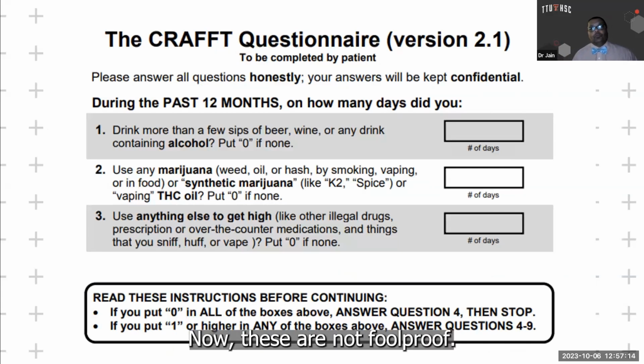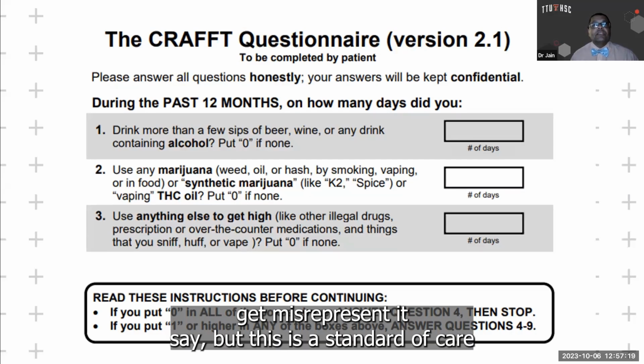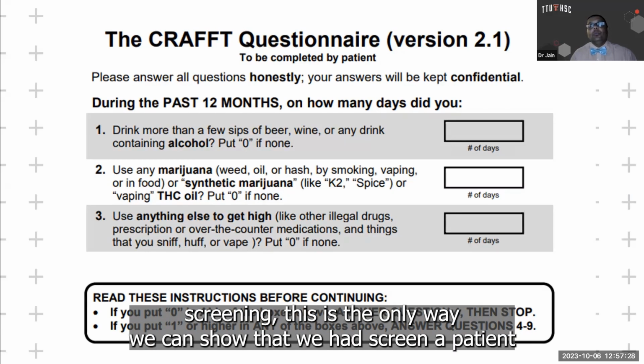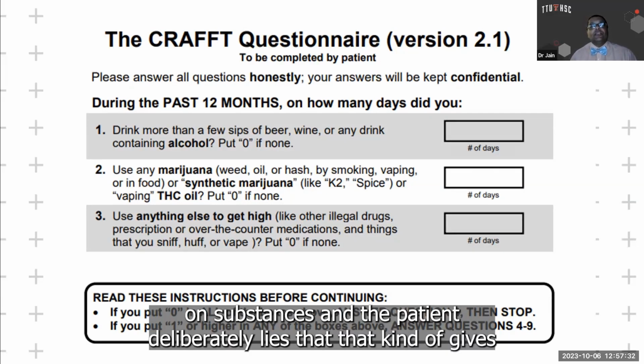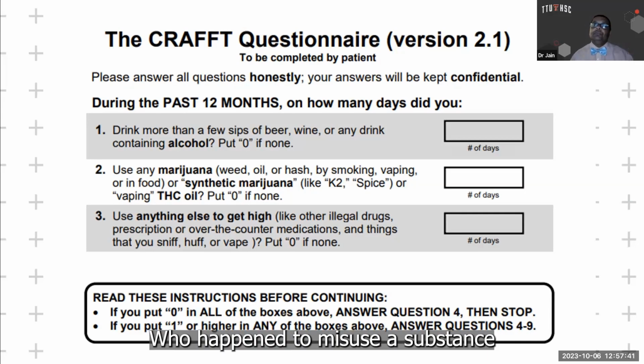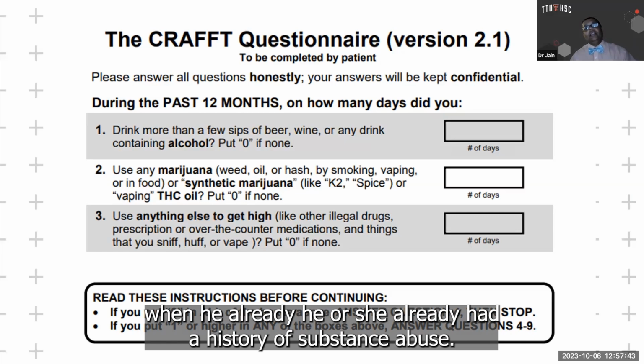Now these are not foolproof. Of course, patients can misrepresent, but this is the standard of care. So prescribing a controlled substance without having those questionnaires done, screening, this is the only way we can show that we had screened a patient for substances, and if the patient deliberately lies, that kind of gives you a little bit of protection in terms of providing a controlled substance to someone who happened to misuse a substance when he or she already had a history of substance abuse.